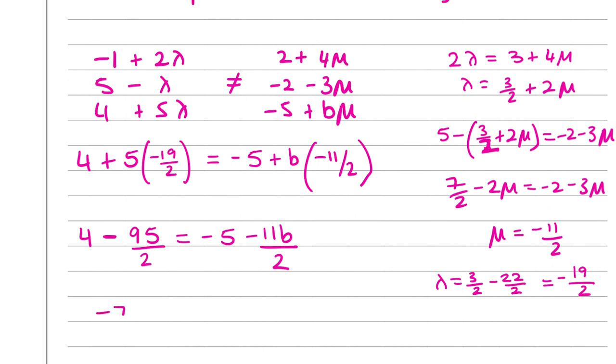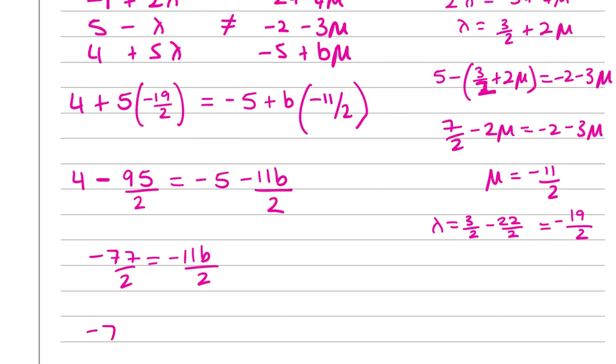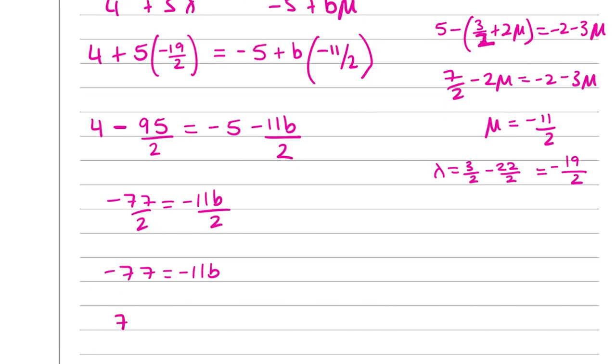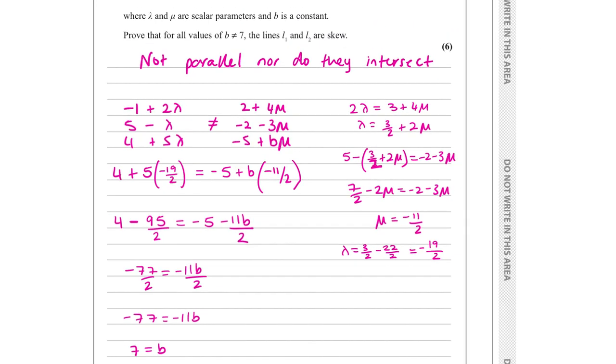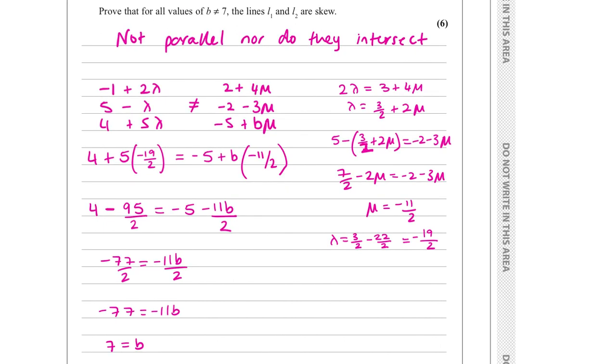So this gives me -77 over 2 equals -11b over 2. Multiply both sides by 2, -77 equals -11b. Divide both sides by -11, I'm going to get 7 equals b. However, what did it say in the question? b does not equal 7. So if 7 equals b, this is the only way. Therefore, L1 and L2 do not intersect.